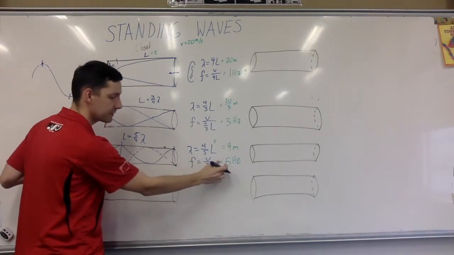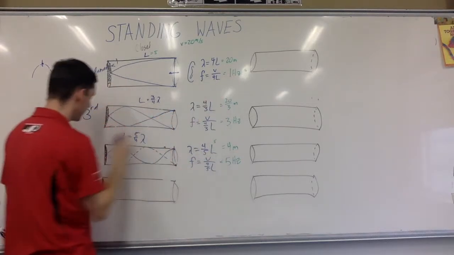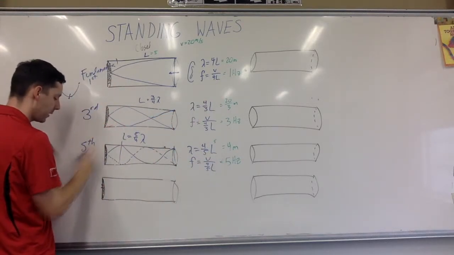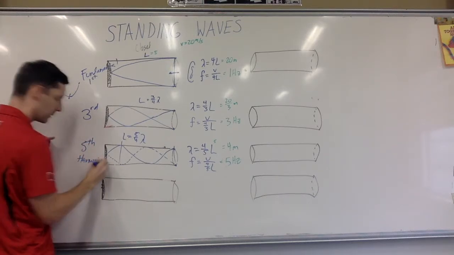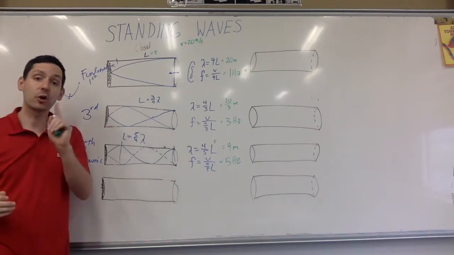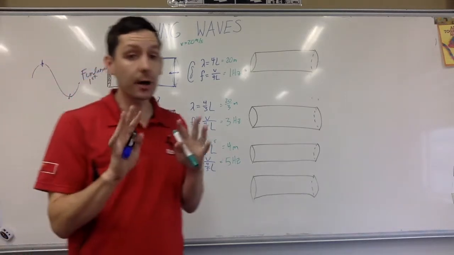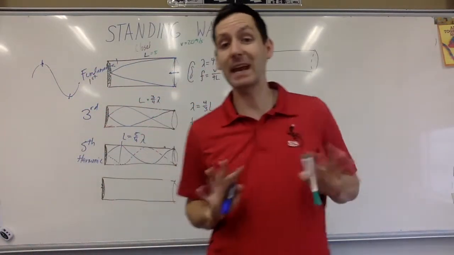This is the third. Note that this one goes up to 5. That's 5 times the fundamental. That means that this is the fifth harmonic. Okay. That means that for a closed pipe, only the odd harmonics are actually possible. The even ones can't happen.